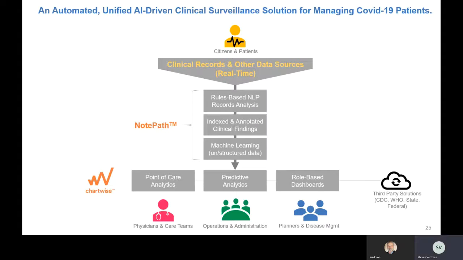So as we move into the next part of the demo, we're going to discuss what we do with the findings and data that come out of NotePath as we move forward into analytics in machine learning. So as you can see at the top of the chart here, the clinical record, as well as other data sources, are fed into our NLP records analysis, which then pulls out findings, which then can either get fed A, just straight to the database for analytics, or B, they can get pushed into machine learning models to where they're processed to create the predictive analytics.